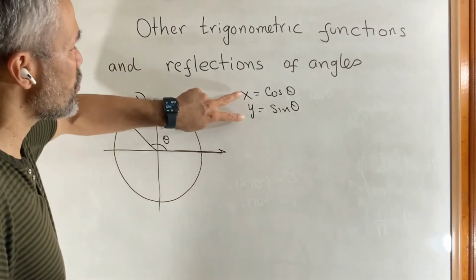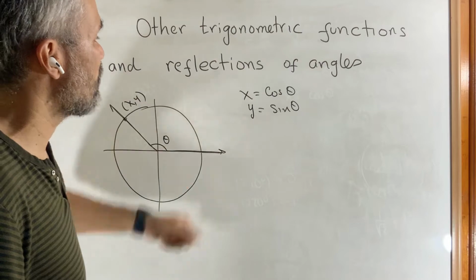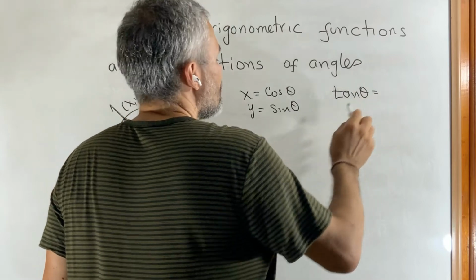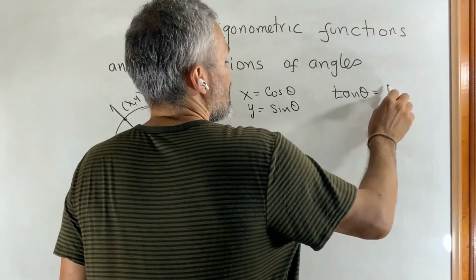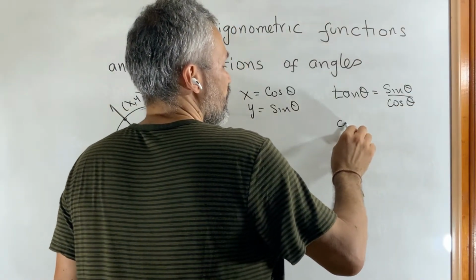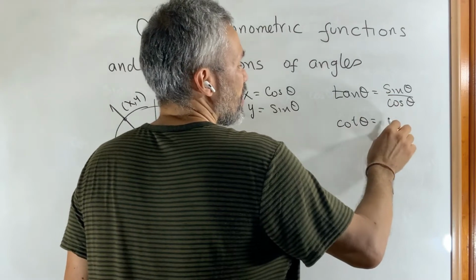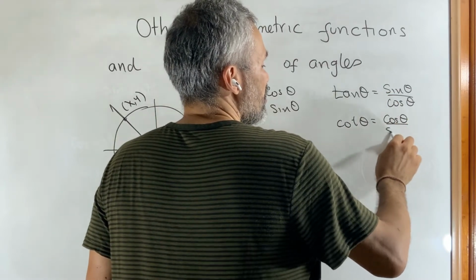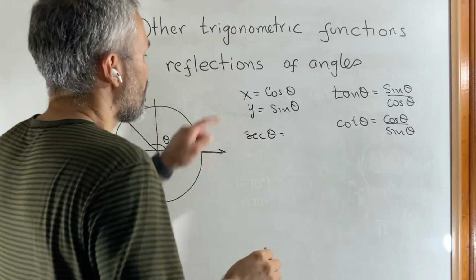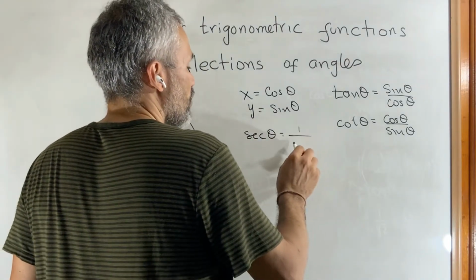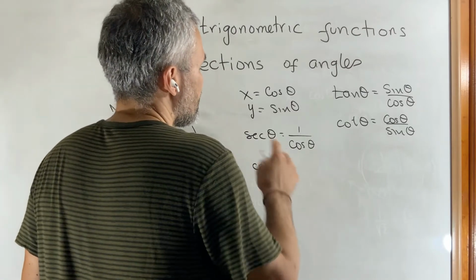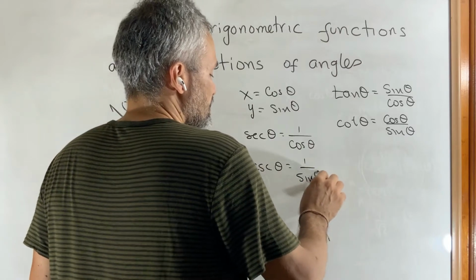There are some quotients of these functions that produce other functions. We have the function tangent of theta, and by definition it's just sine of theta over cosine of theta. We have cotangent of theta, which is just the reciprocal. That means cosine of theta over sine of theta. We have secant of theta, which is the reciprocal of cosine of theta. That means it is 1 over cosine of theta. And we have cosecant of theta, which is the reciprocal of sine of theta, 1 over sine of theta.